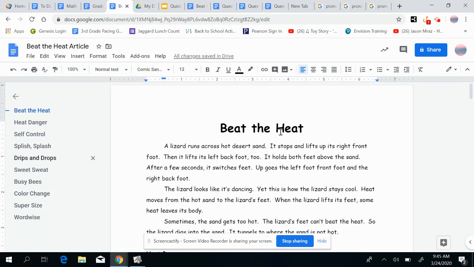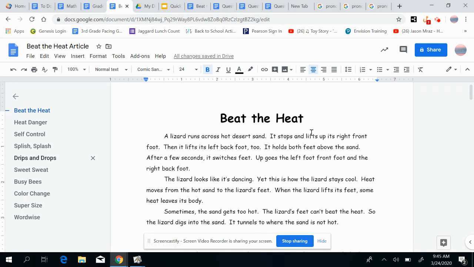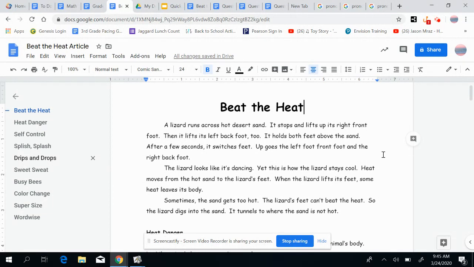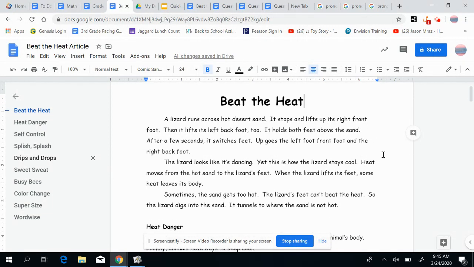And our purpose for reading this first time around, right, is to get the gist. What is this article mostly about? Beat the heat. A lizard runs across hot desert sand. It stops and lifts up its right front foot. Then it lifts its left back foot too. It holds both feet above the sand. After a few seconds, it switches feet. Up goes the left foot, front foot, and the right back foot. The lizard looks like it's dancing.